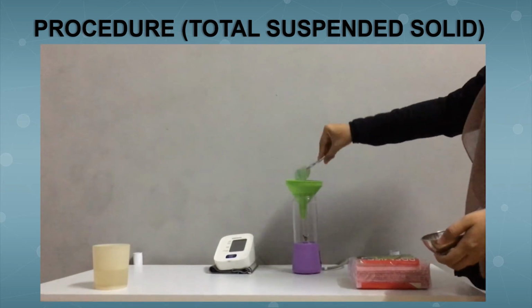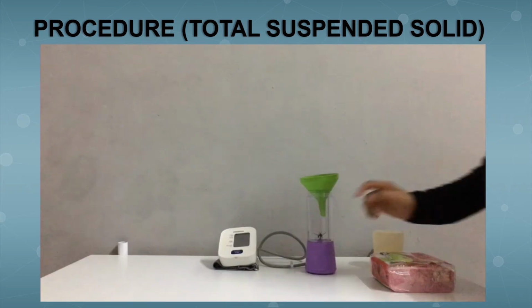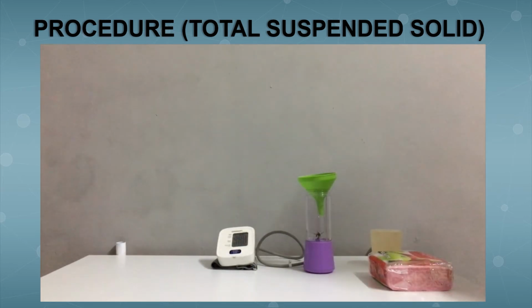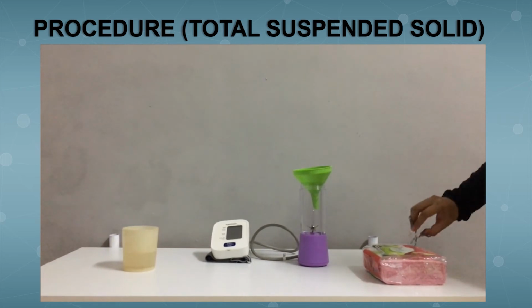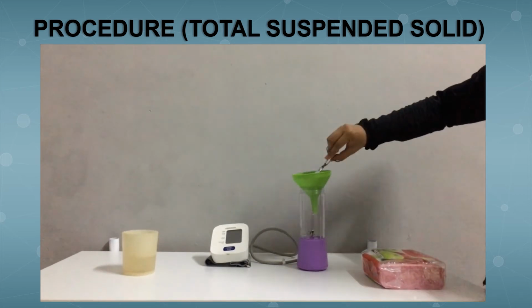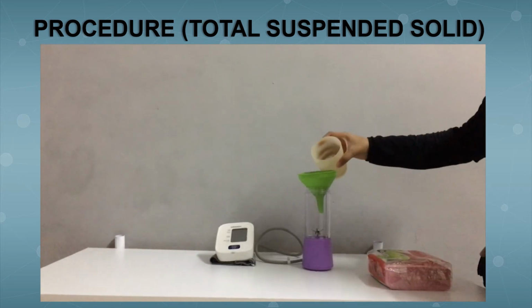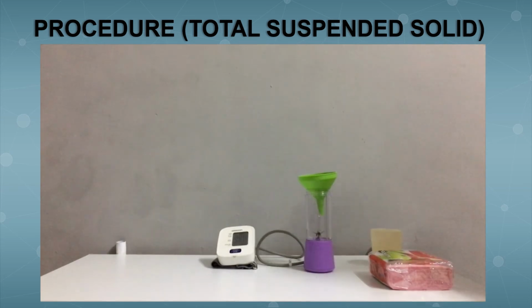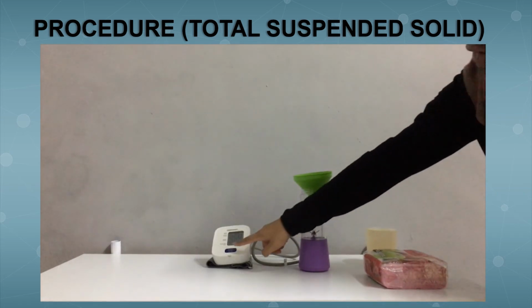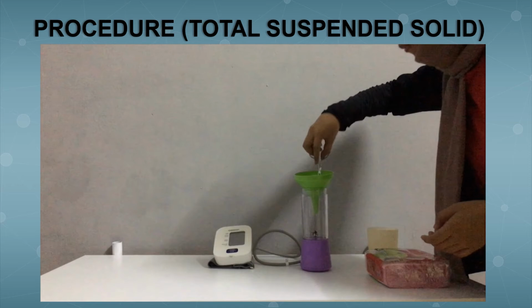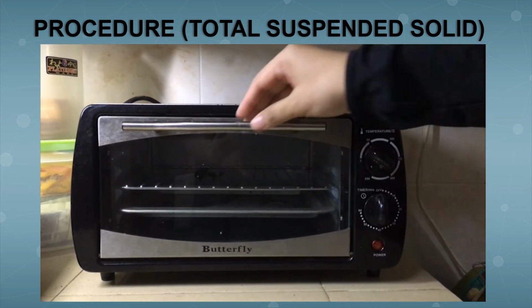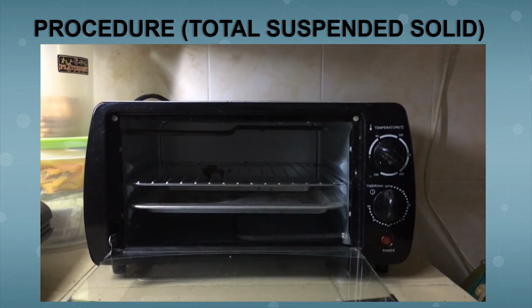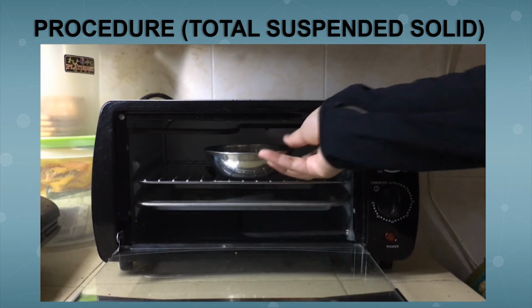For the preparation, put the glass fiber filter into the vacuum pump and turn on the vacuum pump. Wet the filter paper and put the filter paper into the vacuum pump. Rinse the filter paper with distilled water and pour 100 ml of water sample. Wait until it is done and turn off the vacuum pump. Carefully take out the filter paper and place it on an aluminum plate. Place the sample in the drying oven at 105 degrees for at least 1 hour.